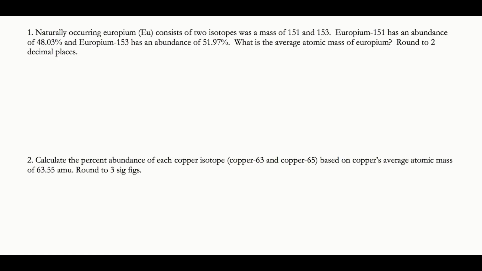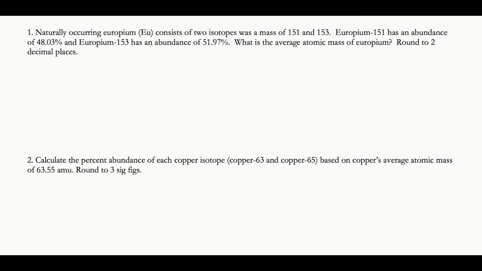All right, so in this lesson, I'm going to be discussing average atomic mass. So remember, average atomic mass is simply a weighted average of all of the naturally occurring isotopes for a specific atom. So what exactly does that mean? What is a weighted average?